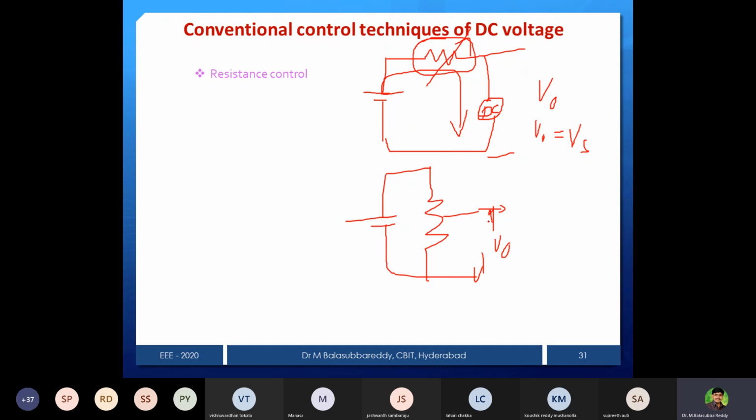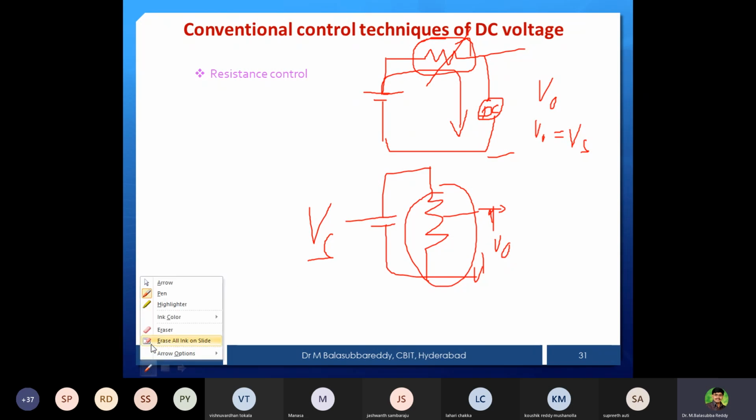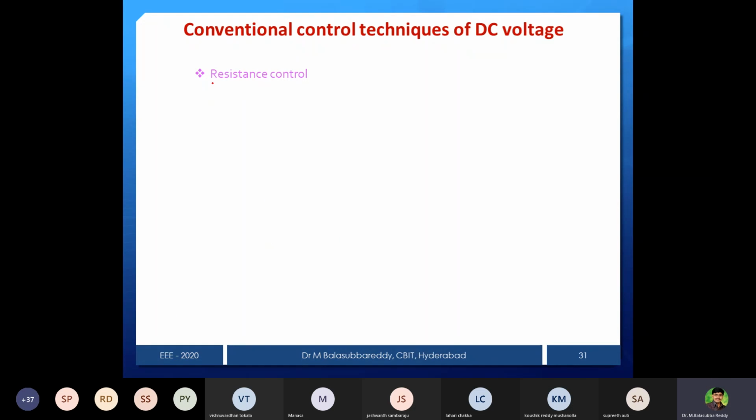Then what will happen? You can control your output by doing this. By doing this, I can get a variable DC voltage on the output side. But what is the drawback? Variable DC voltage is obtained at the output, but it is not above the source. Maximum I can get the same as the source, and it will only give below the source. So this way you can control the voltage by using the resistance control method.